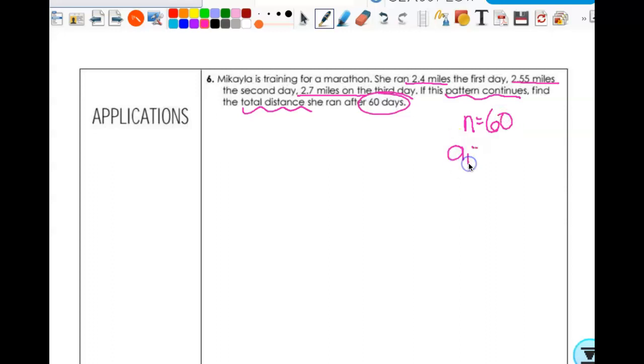Your first term is how far she ran that first day, which is 2.4, right? Then I need the 60th day, which I definitely don't want to list them all out. So when I find the 60th term, what's the common difference? 0.15. Okay, good. So 0.15 times n, which is 60, minus 1, plus 2.4. So find that 60th term.